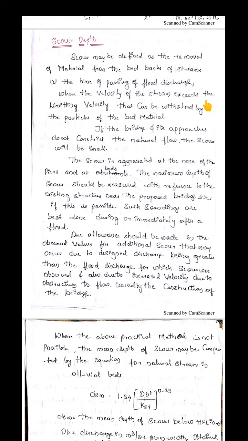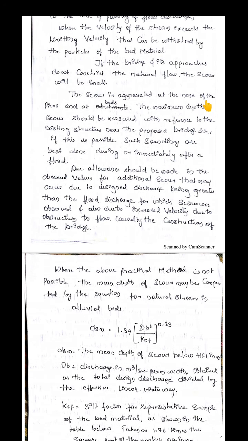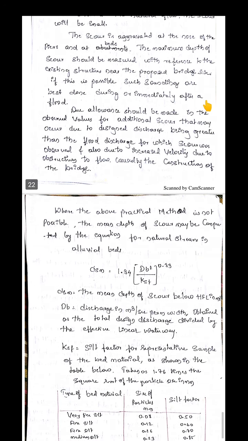The maximum depth of the scour should be measured with reference to the existing structures near the proposed bridge site. If this is possible, such soundings are best done during or immediately after a flood. Due allowance should be made in the observed values for additional scour that may occur due to design discharge being greater than the flood discharge for which scour was observed, and also due to the increased velocity due to obstruction to the flow caused by the construction of the bridge.